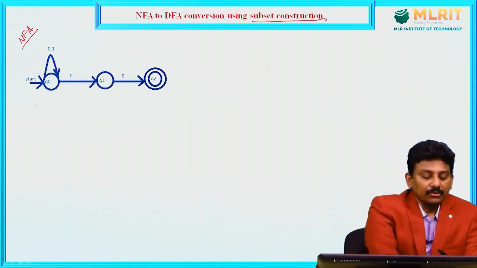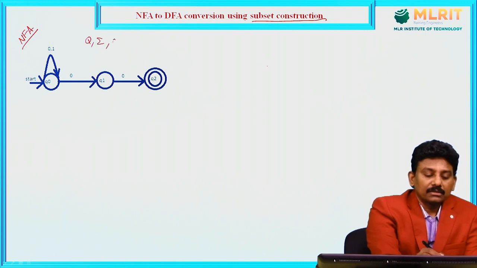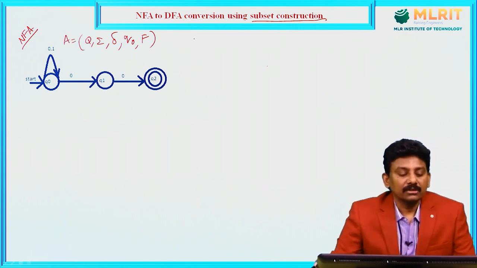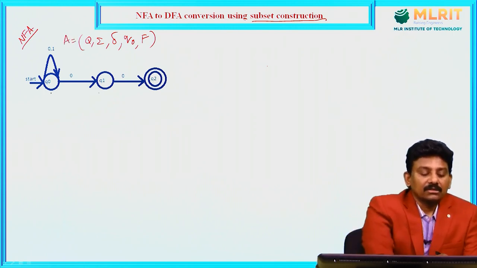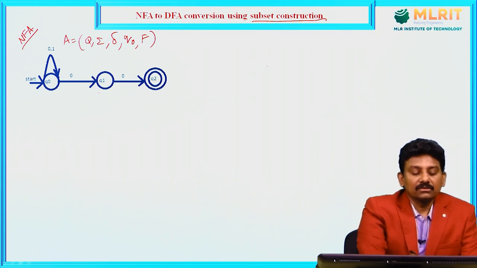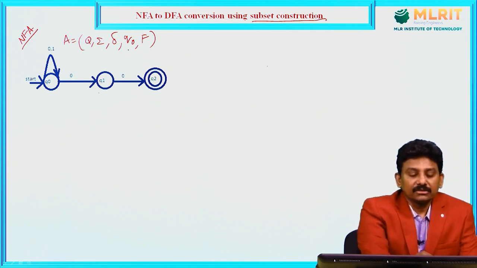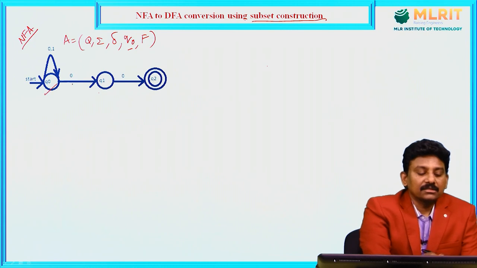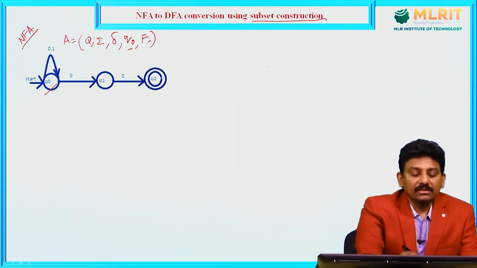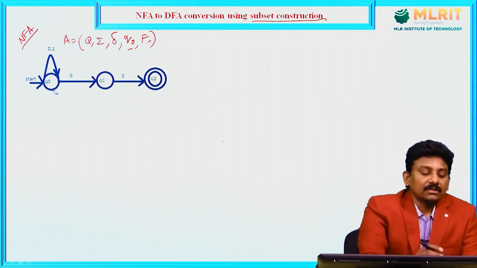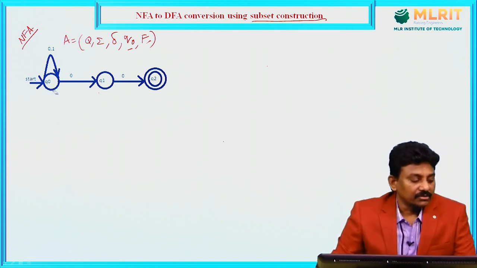An NFA is a five-tuple: Q, sigma, delta, Q naught and F. Here Q is the set of states Q naught, Q1, Q2. Three states are given. Sigma, the input alphabet, is 0, 1. Delta is the transition function. Q naught is the initial state. F is the set of final states. Q2 is the final state. Now we need to convert this NFA into an equivalent DFA by using subset construction.